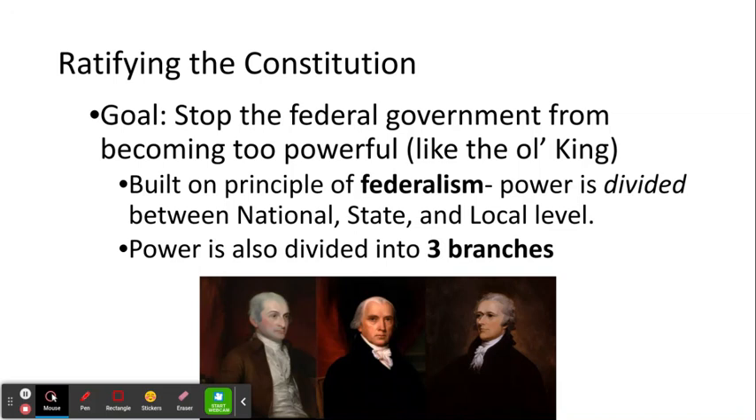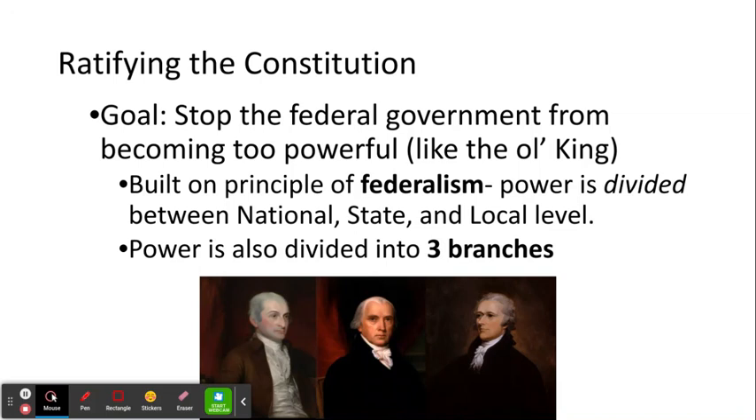But at the same time, we can't make it too weak, or a bunch of farmers in Massachusetts can shut the whole country down, and that's not good either. So they built the new government on the principle of federalism. Federalism means that power is shared or divided between the national level, where we have our president, our Congress, our Supreme Court, and the state level, which is where right here in Kentucky we have a governor, Andy Beshear, a state Senate and a state House of Representatives, and they make laws just for the state of Kentucky.